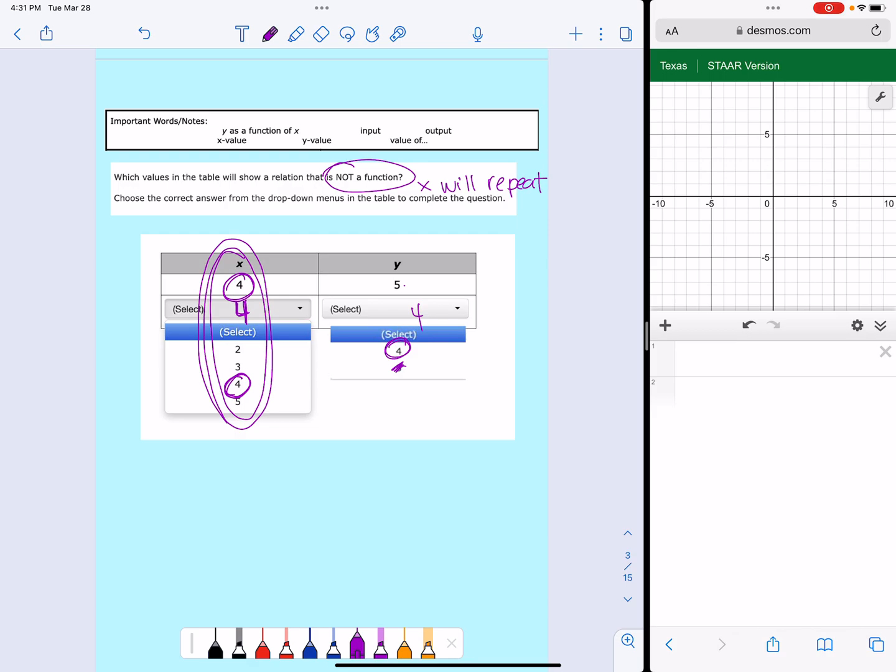So if we had a table, it'd be 1, 2, 3, 4, 1, 2, 3, 4, 5. Our first point would be 4, 5, which would be here. Our next point would be 4, 4, which would be 1, 2, 3, 4, right here. And if we did that vertical line test I was talking about earlier, it touches twice, which is not a function.